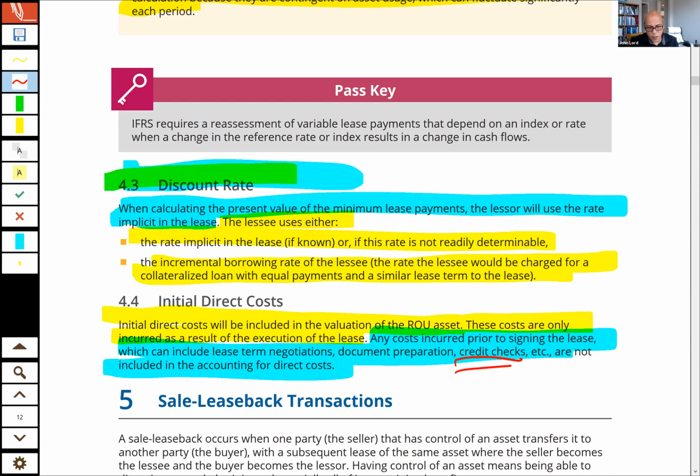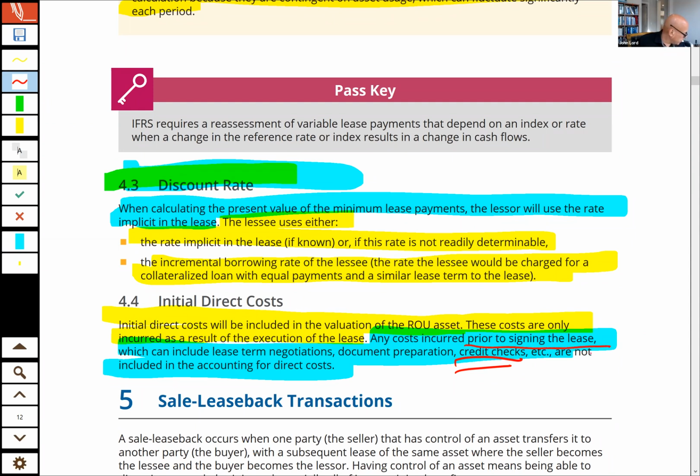That is not part of the cost. So the initial direct costs will be included. These costs are only incurred as a result of the execution of the lease. The credit check, that kind of stuff, you would not include that. Anything that happens prior to signing the lease.